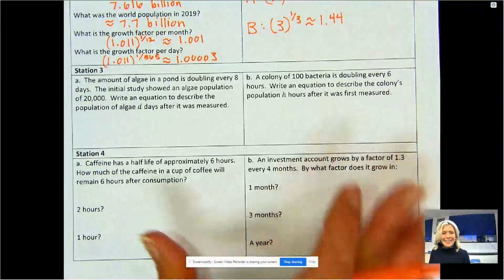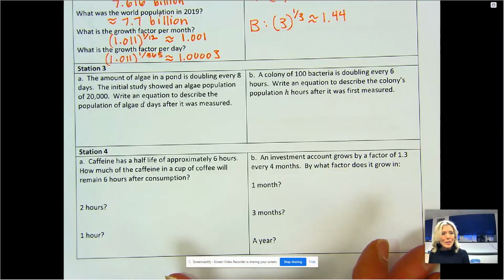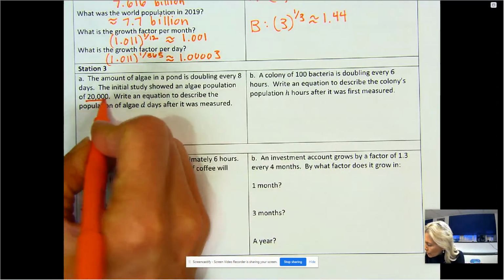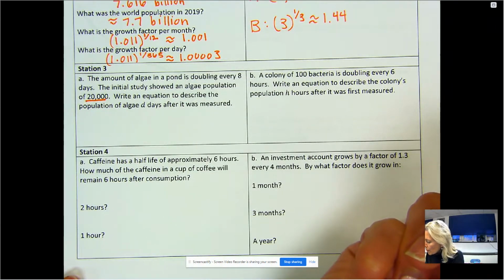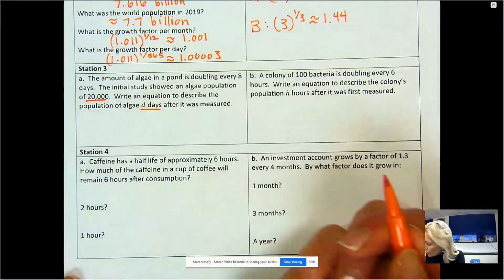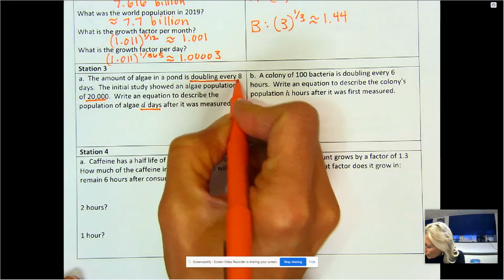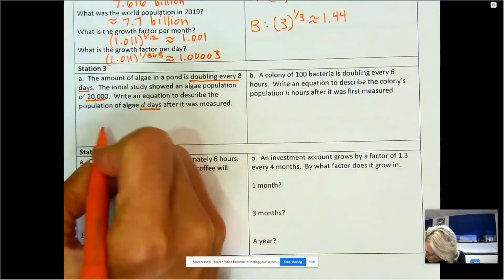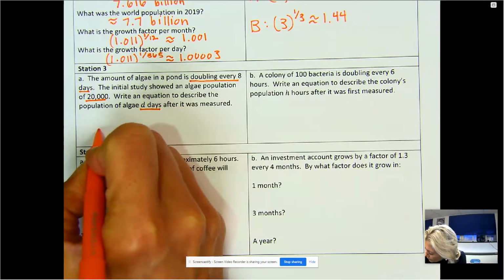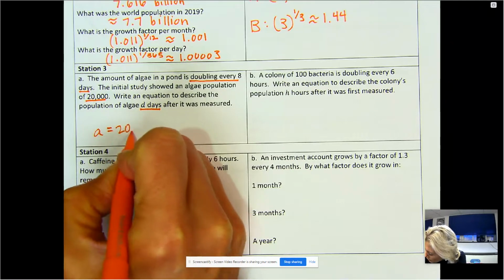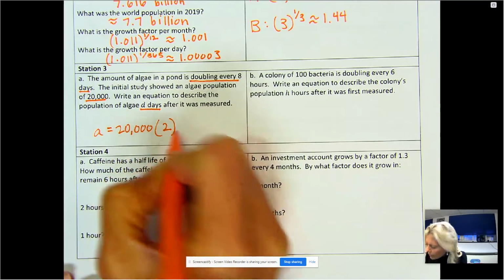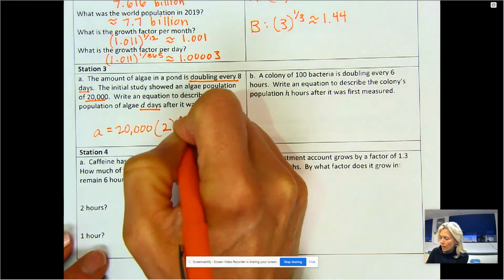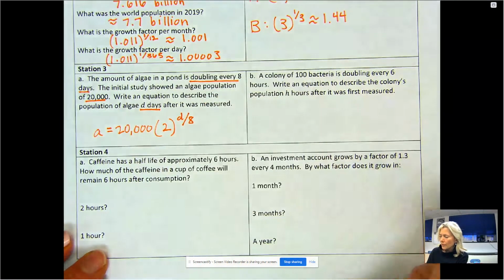All right, station 3. So algae in a pond is doubling every 8 days. The initial study showed an algae population of 20,000. Write an equation to describe the population of algae D days after it was measured. So it doubles every 8 days. So I'm going to say A for algae. It doesn't give me a variable. The initial amount, 20,000. It's doubling every 8 days. So it takes 8 days before it can double. So I have to divide the number of days by 8.